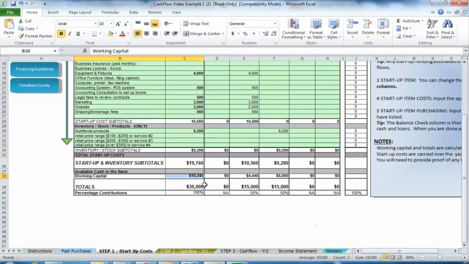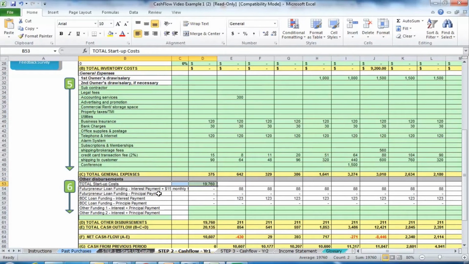That is money in reserve that you need to offset any costs that are incurred, because you may have a lot more expenditure than sales when you begin. You'll also notice that the interest rate is automatically populated here, both under the Futurepreneur loan funding and the BDC loan funding. And the principal is automatically populated. However, that doesn't kick in until year 2.